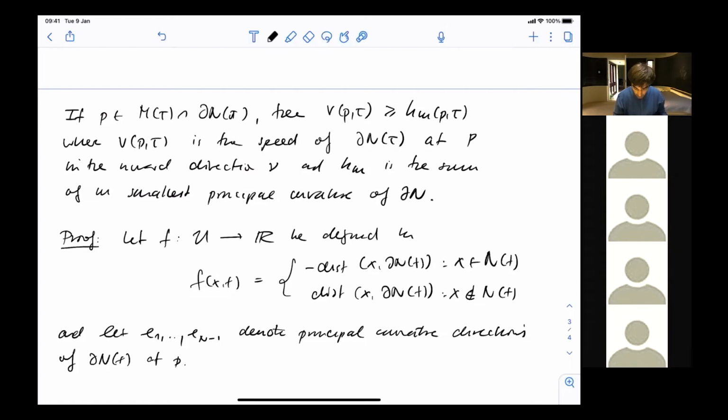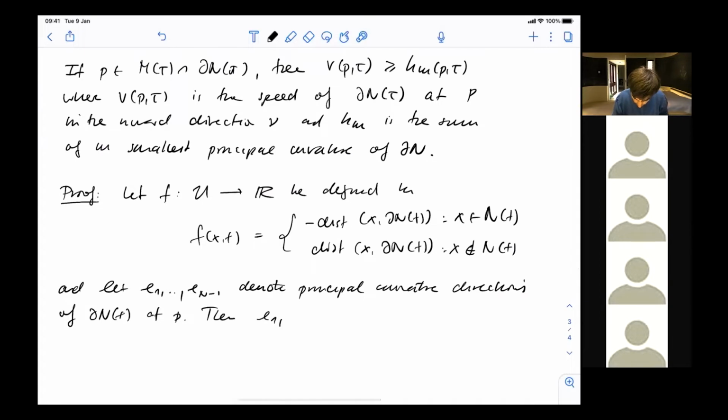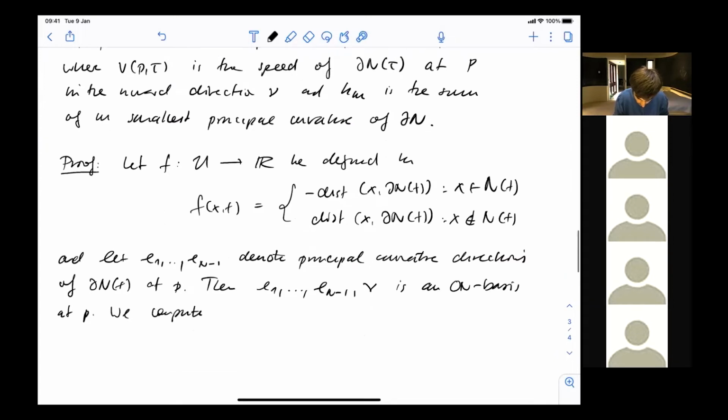Now, what is the important thing? I guess you all have done the computation. Then we have e1 up to e_{n-1} and the inward unit normal is an orthonormal basis at p. And we compute. This is the important thing: if you take the Hessian of the distance function, you get exactly the second fundamental form. So you get here kappa 1 up to kappa n minus 1, and here you get 0.